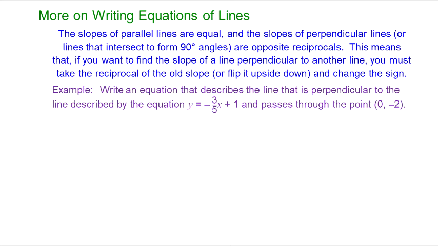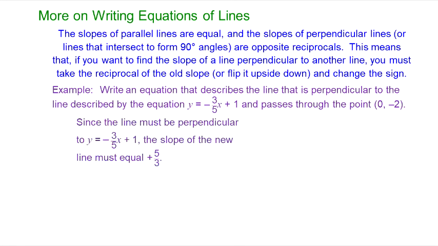To answer this question, the first thing I need to do is find the slope of the new line. The slope of the line y equals -3/5 x plus 1 is -3/5. Since perpendicular lines have slopes that are opposite reciprocals, I can say that the slope of the new line will be +5/3. And now I can substitute numbers into the point-slope formula. Note that this question said that my new line should pass through the point 0, -2.